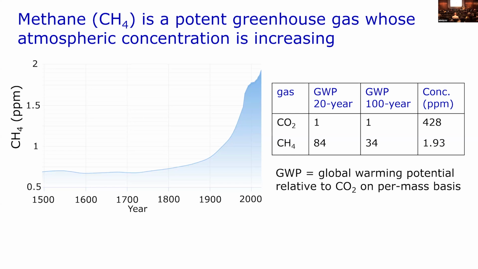So why would we want to measure methane? So methane is a potent greenhouse gas, and its atmospheric concentration is increasing. So the schematic on the left here shows the concentration of methane in parts per million from the year 1500 to present day. And you can see before the Industrial Revolution, it was below about 0.8 parts per million, and now it is close to 2 parts per million. And just like nitrous oxide, methane is a really efficient heat trapper. So over a 20-year time scale, it's 84 times more efficient at trapping heat than CO2. Over 100 years, that decreases to 34 times because the atmospheric lifetime of methane is lower.